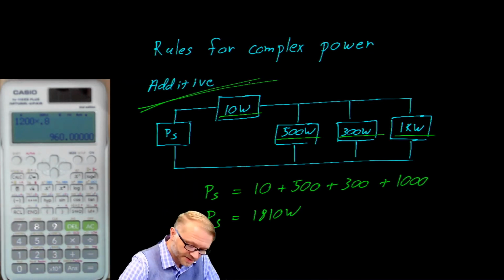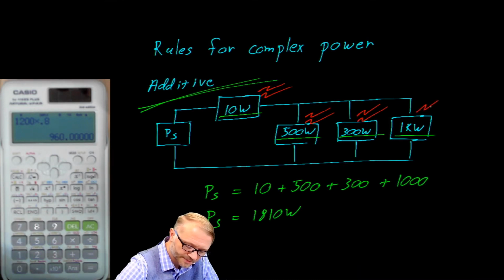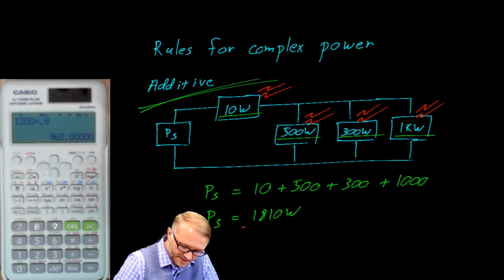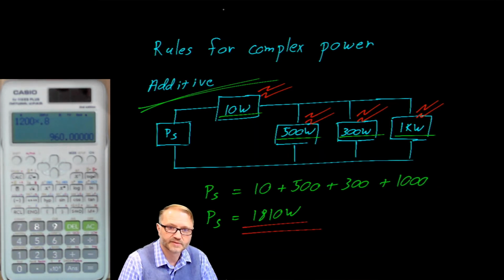If not, consider this. Suppose each block represented a resistive load connected in a series parallel circuit. Well, each resistor would be giving off a certain amount of heat. The total amount of heat given off would be represented by the total power of the circuit. Again, so we could say that power is additive.